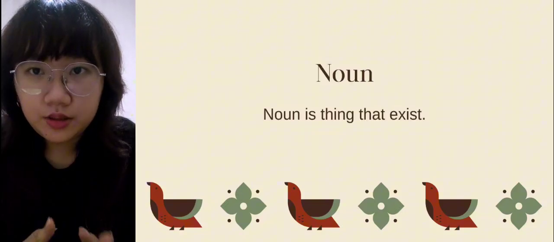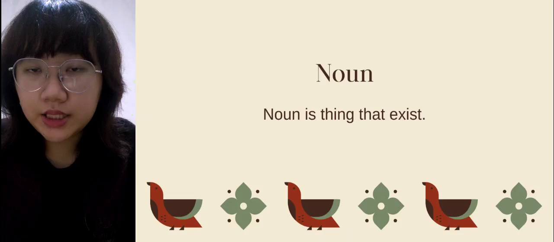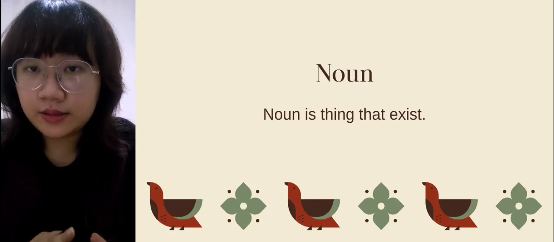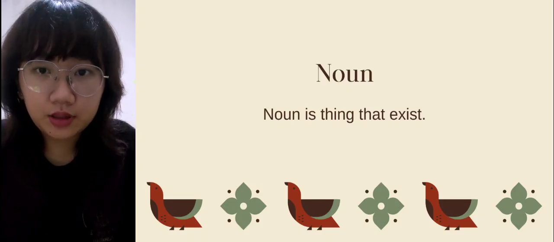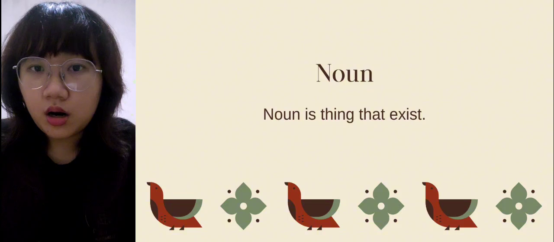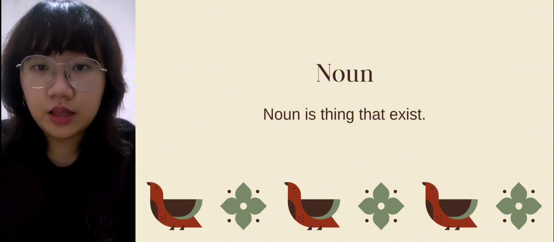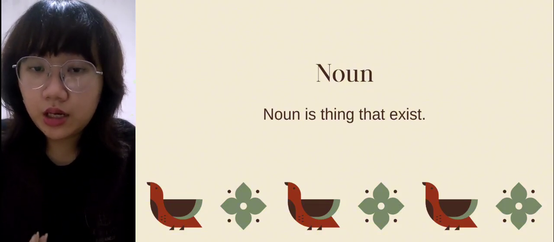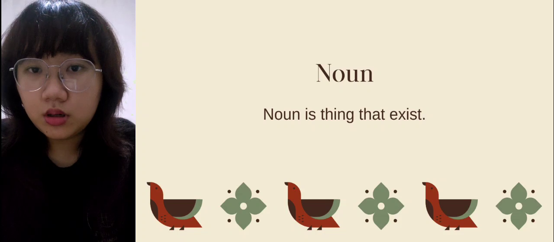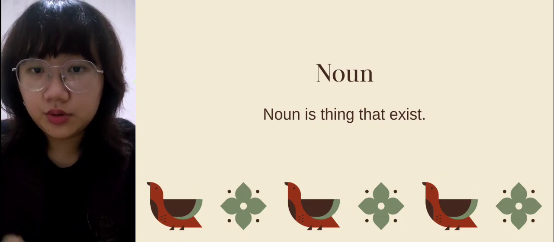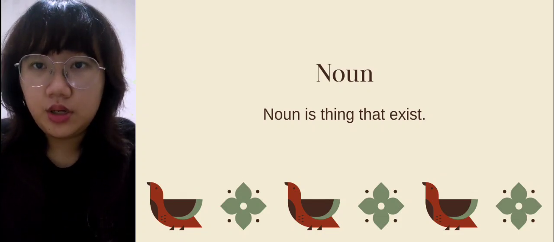The first one is noun. Noun can be defined as things that exist physically or not physically. There are a lot of things around us and they are nouns. Even us, people, are also considered as nouns.